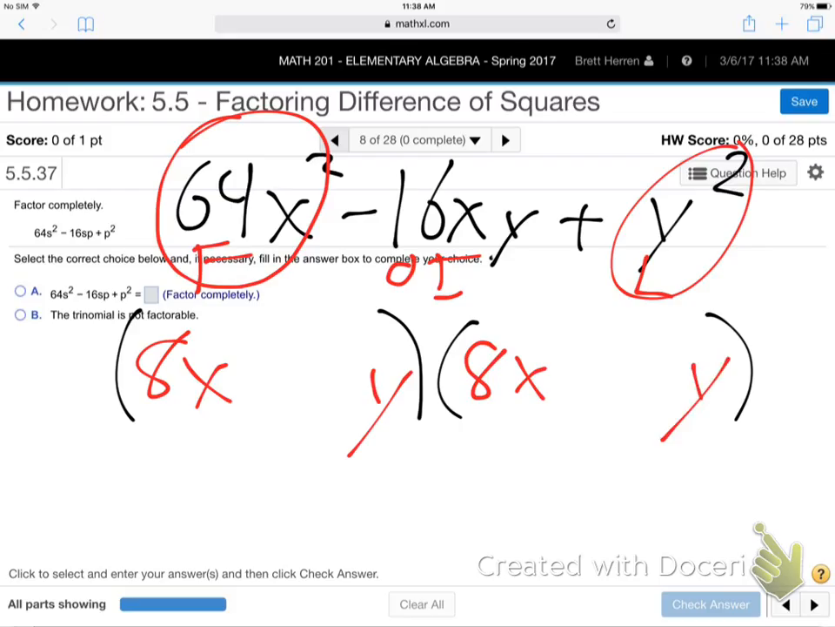Just y and y. And notice, whenever there's y squared on the right, we're going to have y's on the right of each parenthesis. X squared on the left, x's on the left of each parenthesis. It's always like that, huh? The letters are pretty predictable.